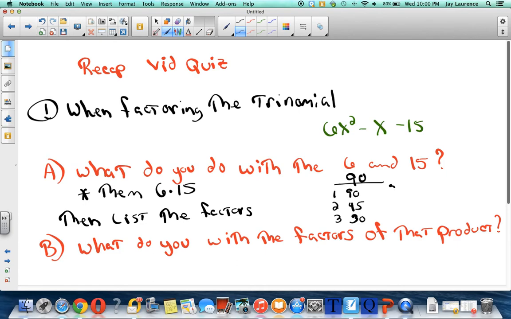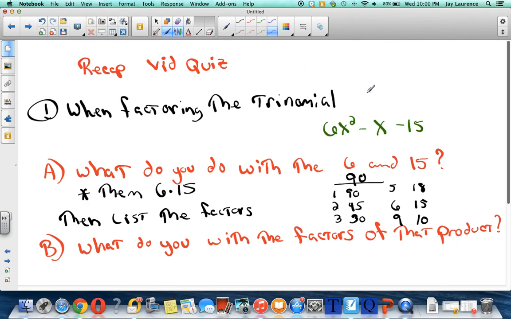4 is not going in. 5 is going in 18 times. 6, I think, will go in. Yeah, 6 will go in 15 times. I just did 6 times 15. 7's not going in. 8's not going in. 9's going in 10 times. And there we go. Now, what do I do with the factors of that product, of the 90?